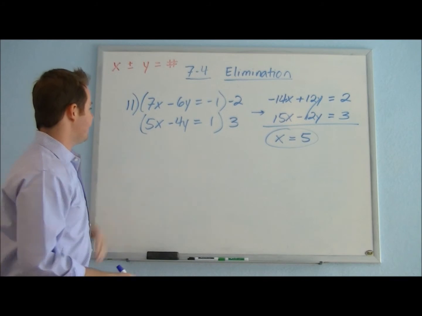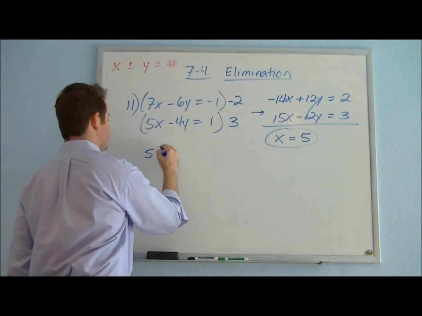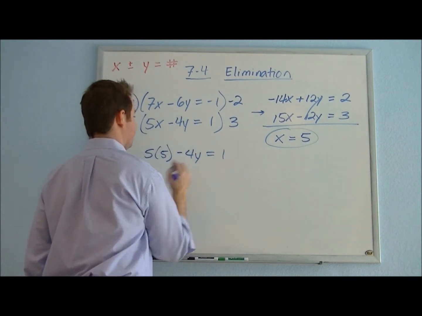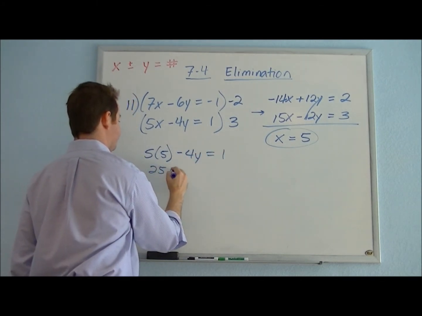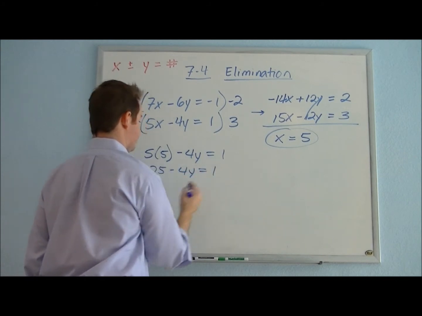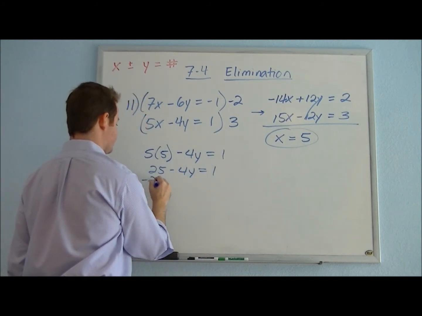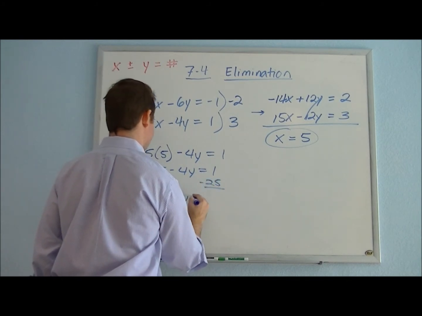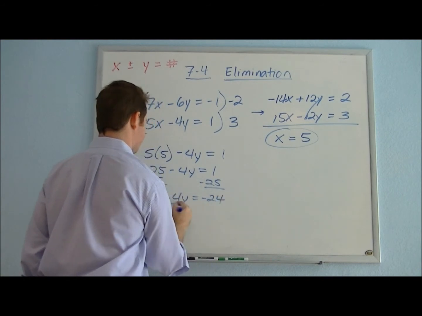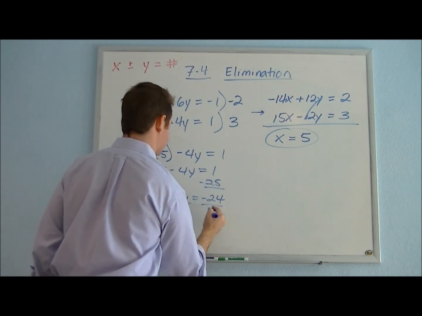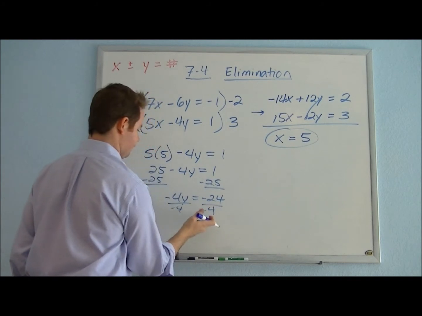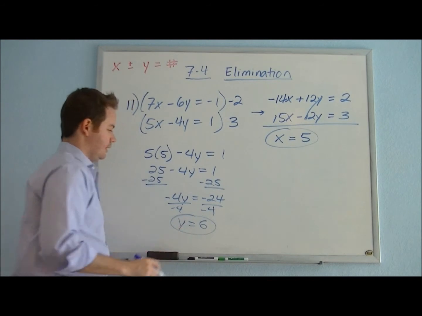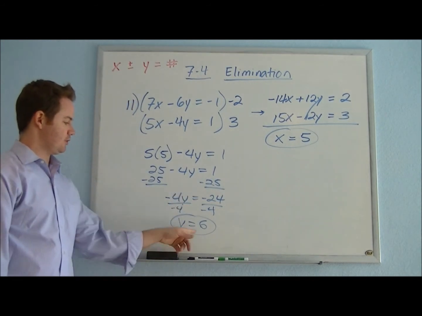So here, if we plug in a 5 in place of x in this second equation, we'll have 5 times 5 minus 4y equals 1. 25 minus 4y equals 1. To isolate 4y, we subtract 25 from both sides. -4y equals -24. Divide by -4. And we're left with y equals positive 6. A negative divided by a negative gives you a positive result.